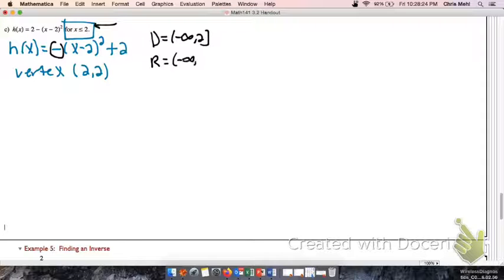And then the other thing I did was, looking at that graph, the domain and range would both be minus infinity to positive 2. The inverse function swaps the domain and range. Since they're both the same, you're going to have the same domain and range for the inverse. So let's go ahead and find the inverse of this function.